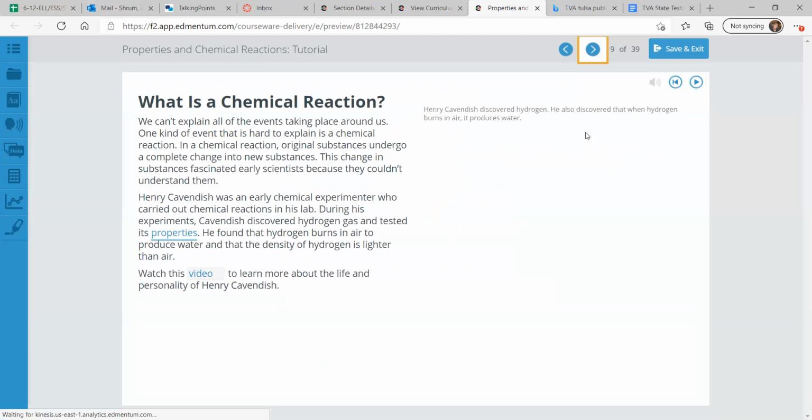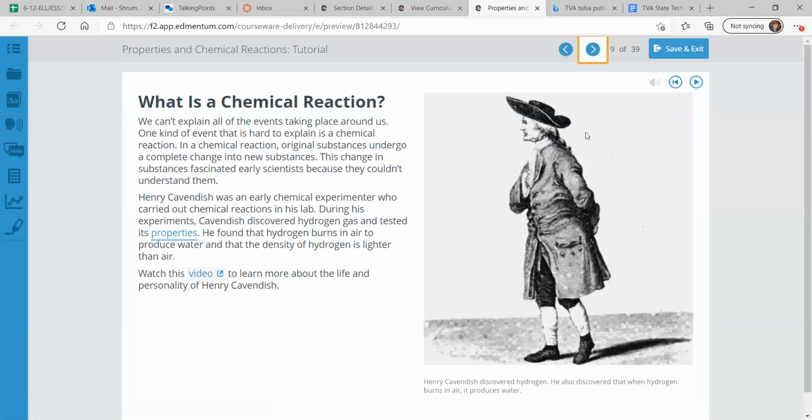But first, we're going to look at what is a chemical reaction. What's going on under the surface? We see something, but we want to understand why it's happening. And sometimes we can't explain all of the events taking place around us. And one kind of event that is hard to explain is a chemical reaction. In a chemical reaction, original substances undergo a complete change into new substances. This change in substances fascinated early scientists because they couldn't understand them.